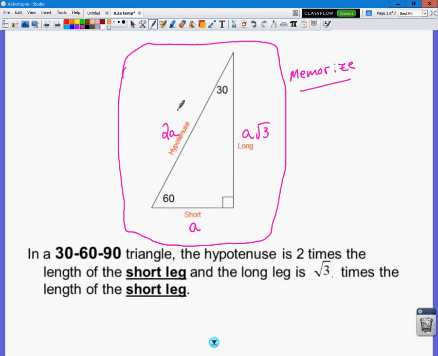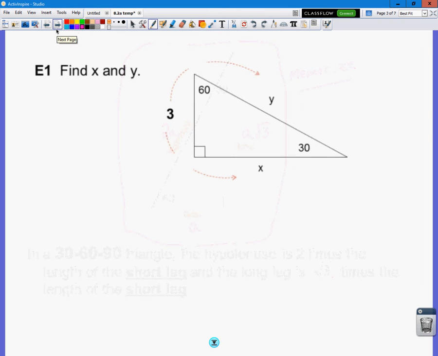So the hypotenuse is 2A. The short leg, which is across from the 30, is A. It's kind of your starting point. And the long leg across from the 60 is A square root of 3. Everybody good? Can I go to the next slide? Every slide from this point on are examples. So I'll give you just a little bit to copy that triangle down, and then we'll talk about how to set it up.